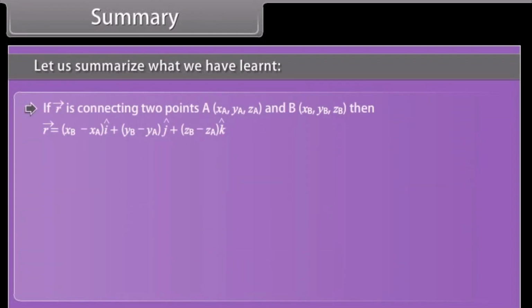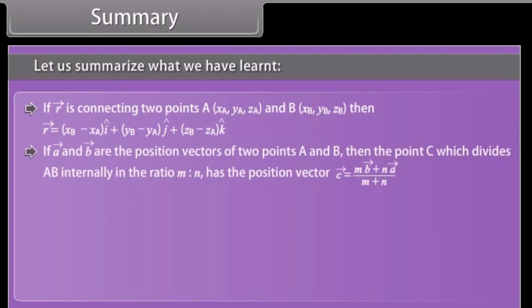If vector R is connecting 2 points A (XA, YA, ZA) and B (XB, YB, ZB), then vector R is equal to (XB minus XA) cap i plus (YB minus YA) cap j plus (ZB minus ZA) cap k. If vector A and vector B are the position vectors of 2 points A and B, then the point C, which divides AB internally in the ratio m:n, has the position vector vector C equals (m times vector B plus n times vector A) by (m plus n).